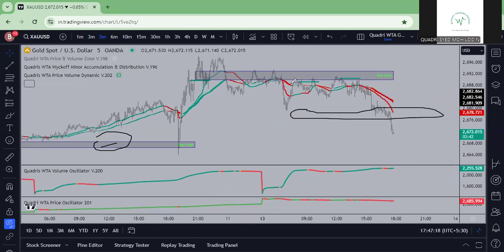So if we are wanting to trade a pullback, for example, I want to see the trend getting converted into red, and I want this one to be red and this one to be green. So volume should be green, and the price oscillator should be red. And if I see a pullback over here, I can definitely go for a short opportunity.